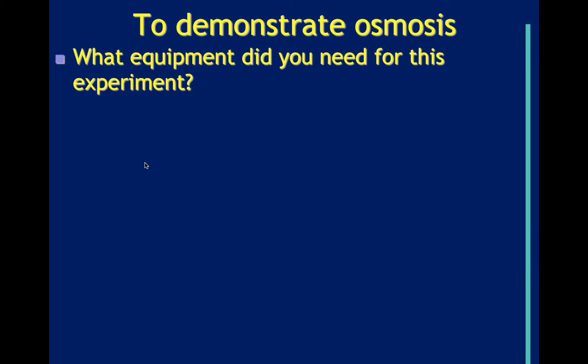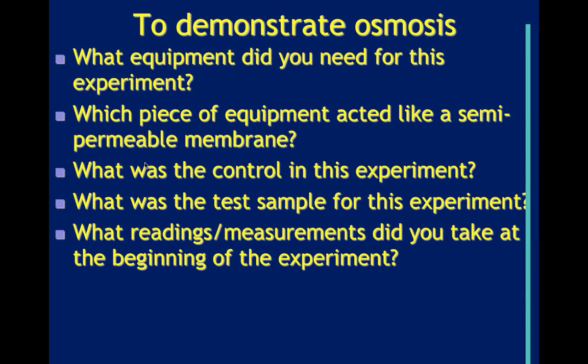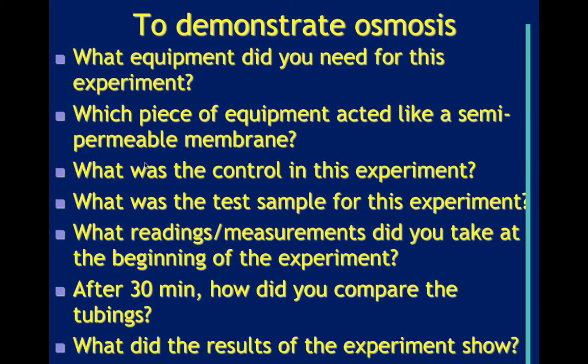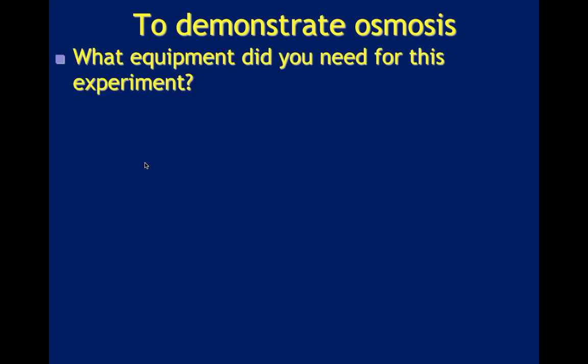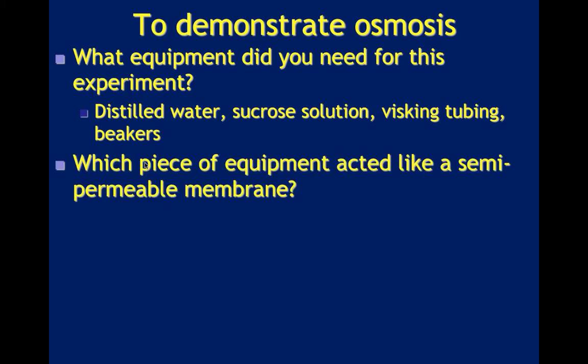Now you have all of these questions that hopefully you've had a look at, and we're just going to go through them now to make sure you are good with them. So the equipment that we need for this particular experiment is our distilled water, our sucrose solution, our visking tubing, and our beakers. Which piece of equipment acts like your semi-permeable membrane? So that is your visking tubing.